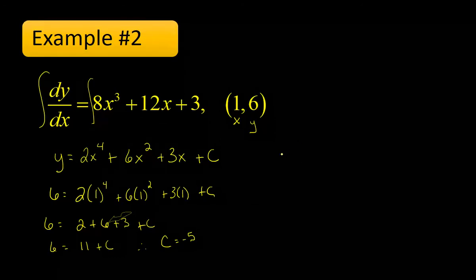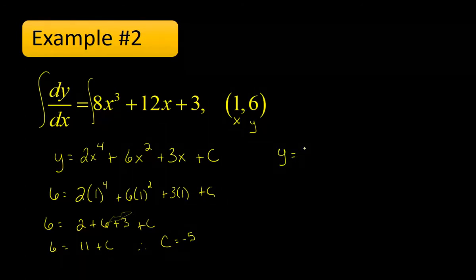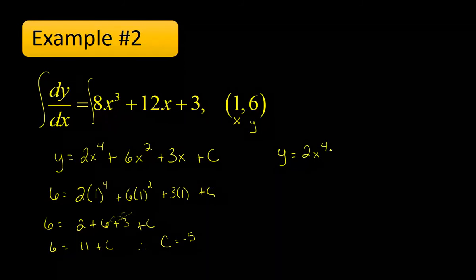So our particular solution is going to be y equals 2x to the 4th plus 6x squared plus 3x and then minus 5. Now for those in my class, when we do the Delta Math, you have to put the y equals. You can't put just the equation. You got to have it set up that you have y equals and you put the whole answer in there for a particular solution. And then we're going to do one more example.